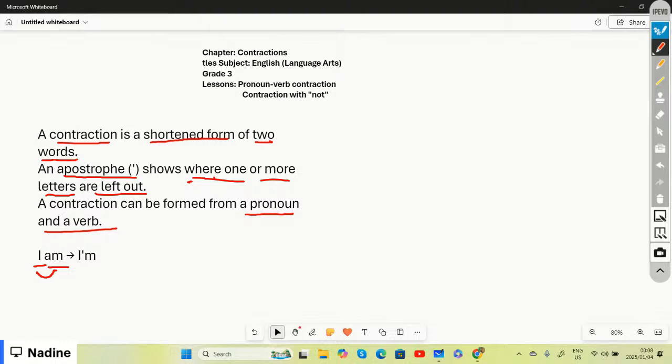If you look at an example of the words I am, the pronoun I and the verb am, if we shorten the two words, then we bring the pronoun, which is I, remove the A, put an apostrophe in its place, and bring the M. So basically, we leave out letters in the verb. And that is basically an example of contractions.